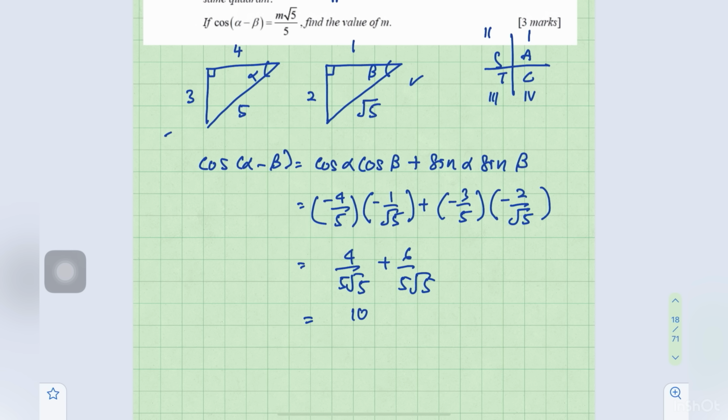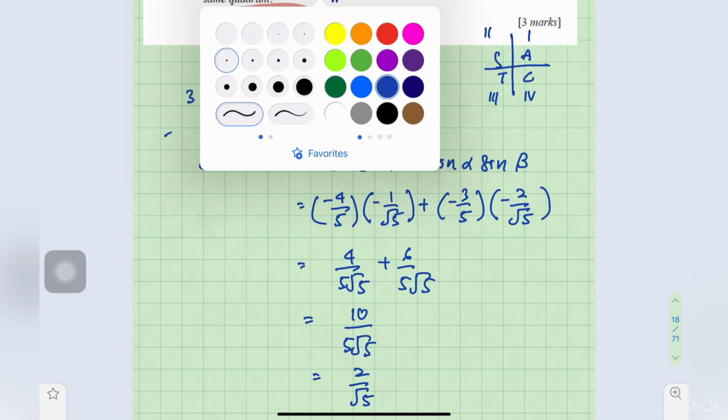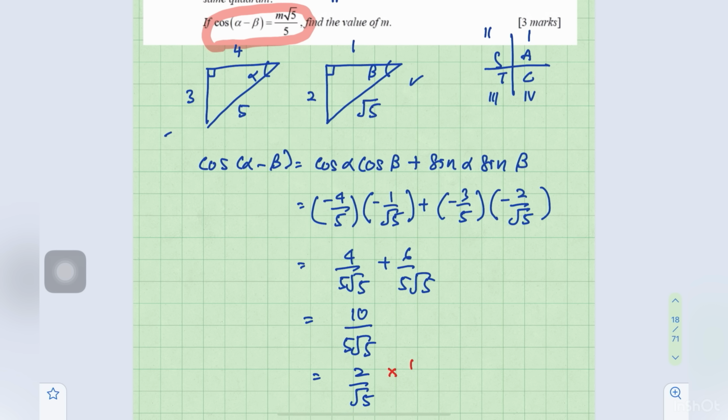Okay, so now 10 over root 5. Then this one equals 2 over root 5. Okay, we have to compare with this one from the question. So, m root 5 over 5. Its denominator is 5, but ours is root 5. So we have to generalize, multiply by root 5. But if you have a class list, you can calculate directly.